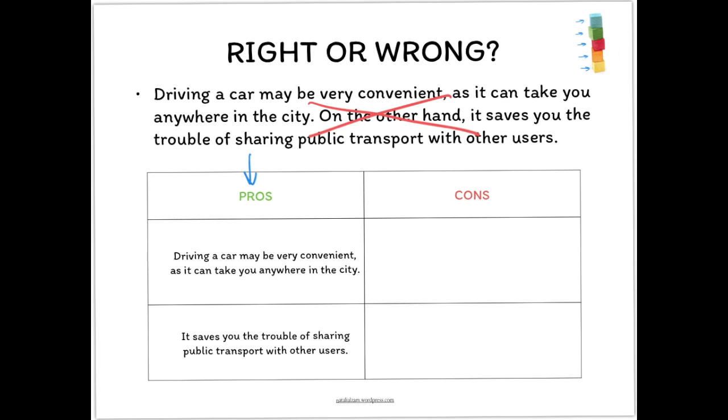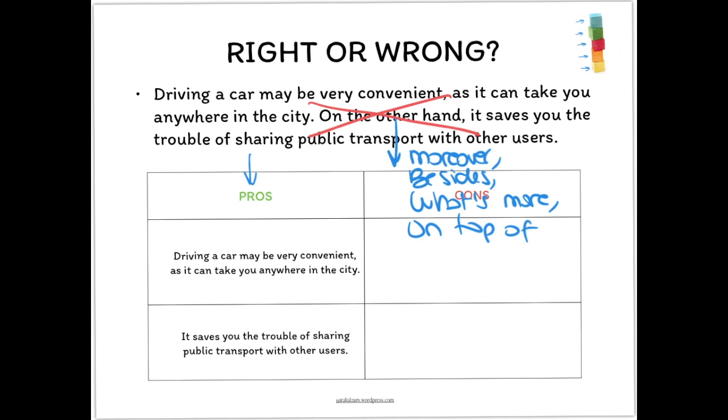If you want to add more information, if you want to add further arguments on the same side of the argument, what you can use is something like, for example, "moreover", "besides", "what's more", "on top of that". Any of those linking words or similar ones could be okay, but you cannot use "on the other hand" because you are not establishing a contrast.